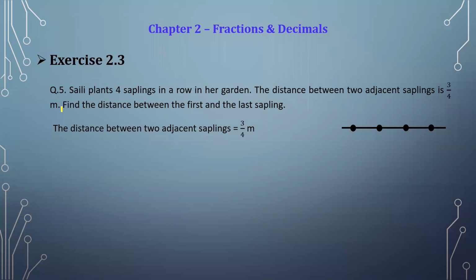Now here the final thing we have to calculate is the distance between the first and last sapling. Now, Siley planted 4 saplings in a row.